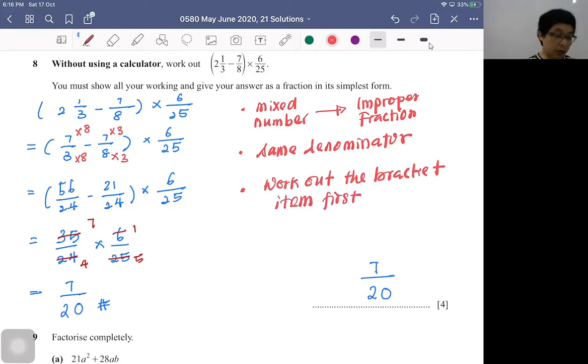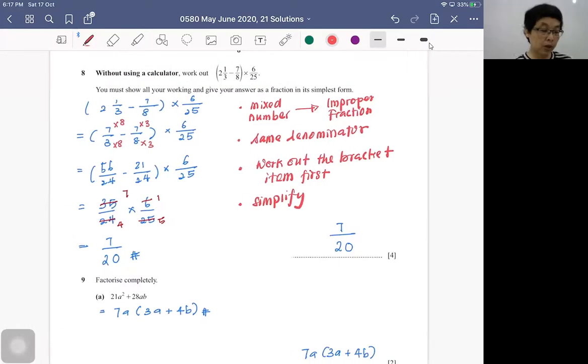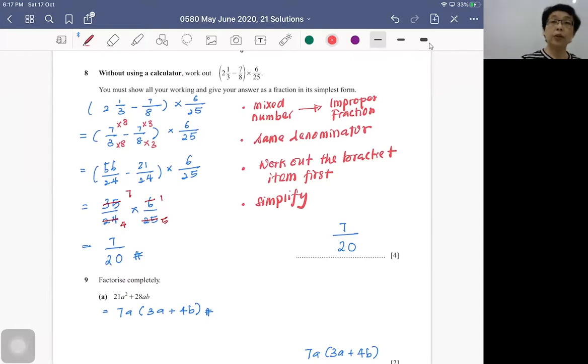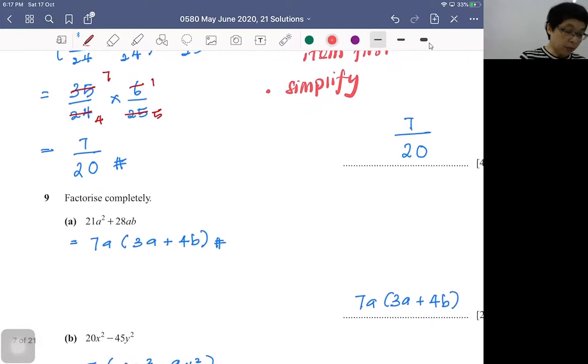There you go. So once you get that, then you go to simplify with the multiplication, and then you work on the multiplication, and then simplify. There you go. So you got the final answer, 7/20. Okay, question number 9, factorize completely.